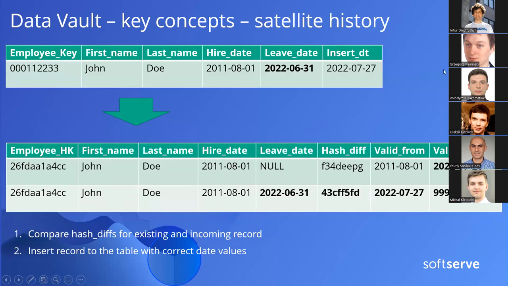So what happens when we change data in our source? How will the history look? Okay, so we have the record on top that is updated in the source system. We see that John Doe now has a leave date, so one of his attributes has changed, and we have some metadata also called insert date, when it was inserted or modified by the source system. So what will happen now in Data Vault? We will have two different records for John Doe. As we know, we track all the changes, and Data Vault is an insert-only environment, which means we do not perform any updates.